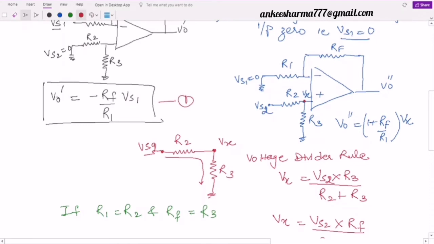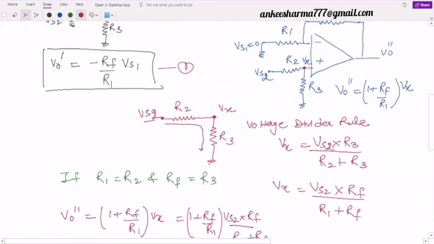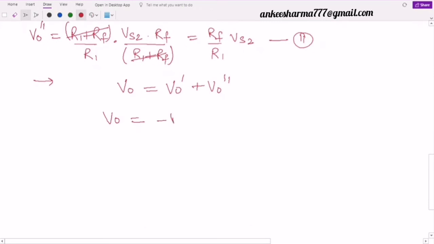And how do we find the total output voltage? Using the superposition theorem. As we are applying superposition here, it simply says that the total output voltage will be equal to the sum of the individual output voltages, that is V0 dash plus V0 double dash. So by simply substituting the values, I can write V0 will be equal to, what was V0 dash? It was minus Rf by R1 of Vs1. Right? What is V0 double dash? As I obtained here in equation number 2, it is Rf by R1 of Vs2.